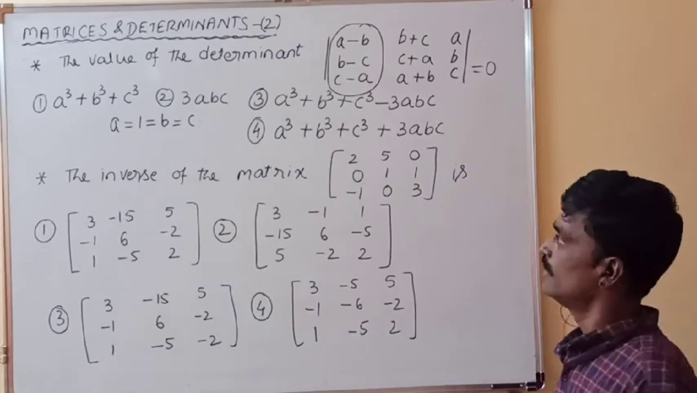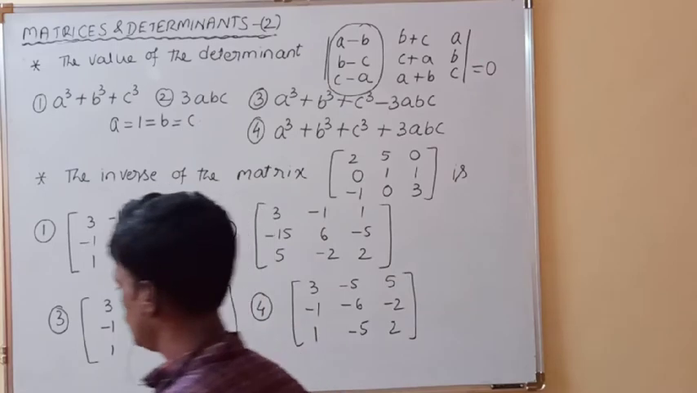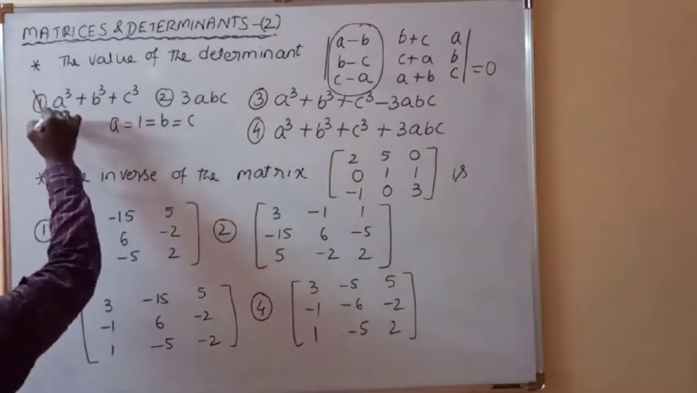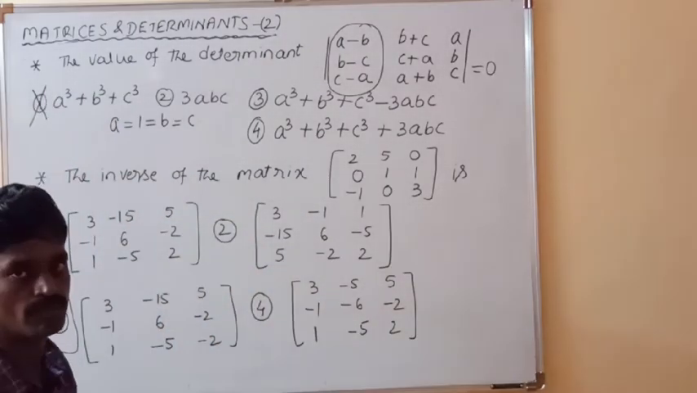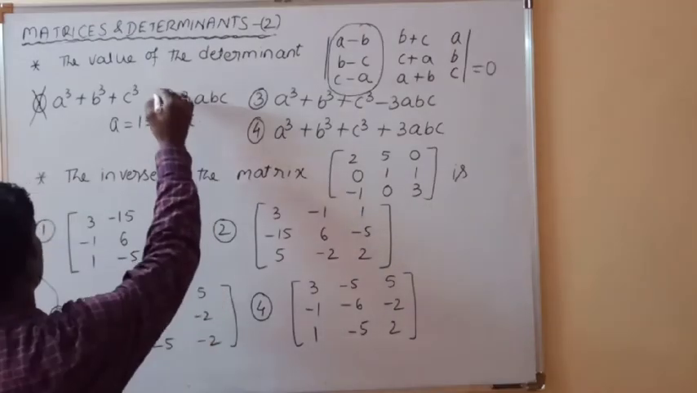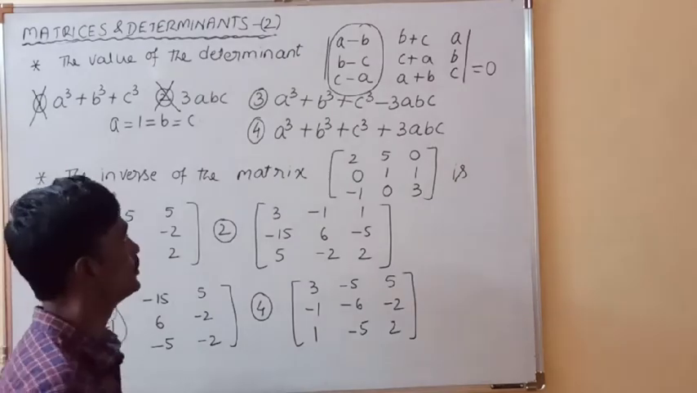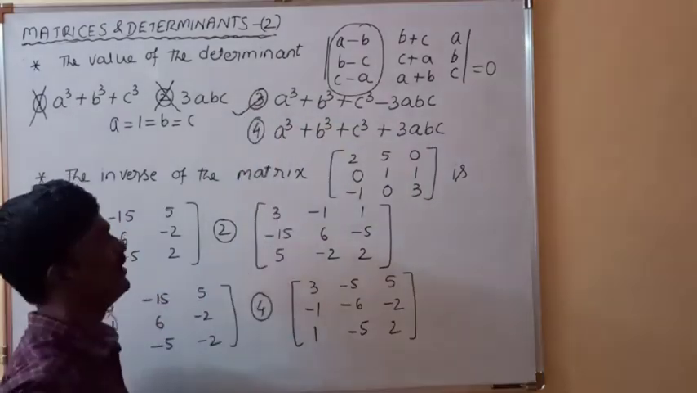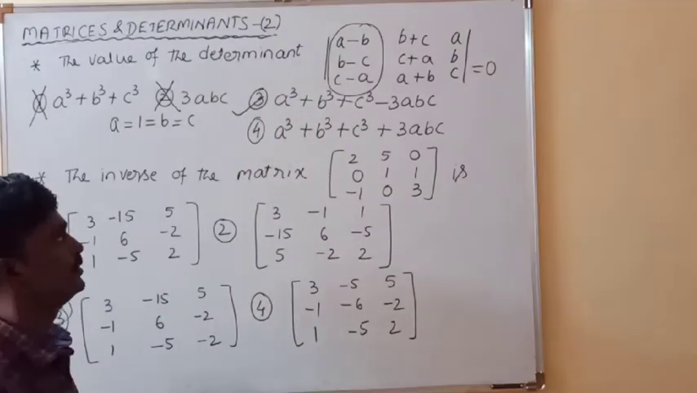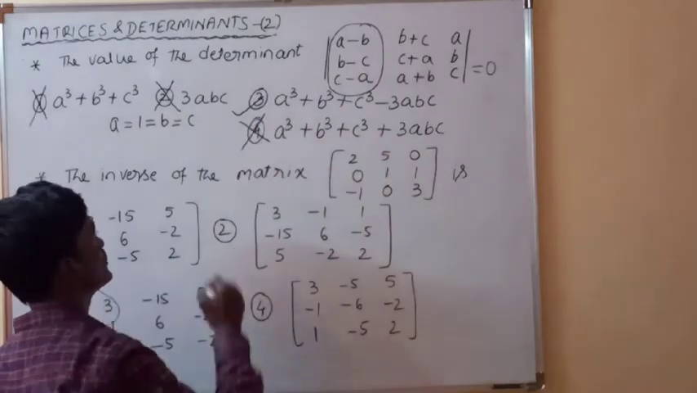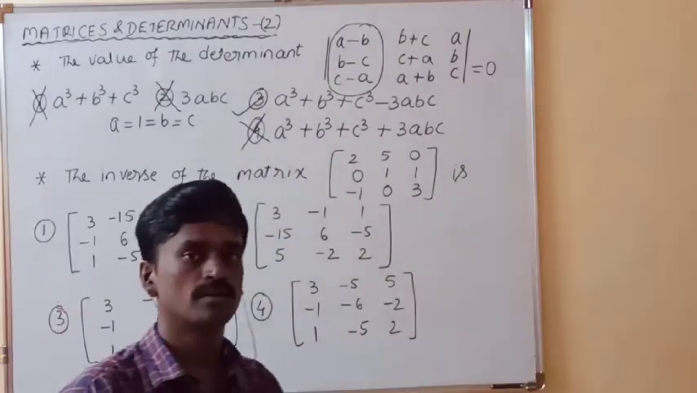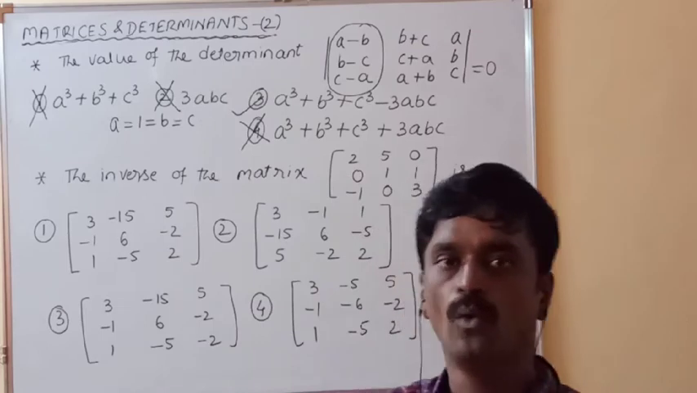Now if you put a value 1, b value 1, c value 1, the first option gives 3, so it is not equal to 0. First option wrong. Second option also gives 3, so this is also wrong. Third option gives 0, maybe it is correct. And the fourth option gives 6, which is not equal to 0, so the fourth option is also wrong. So which option is correct? Third option is correct. Over.